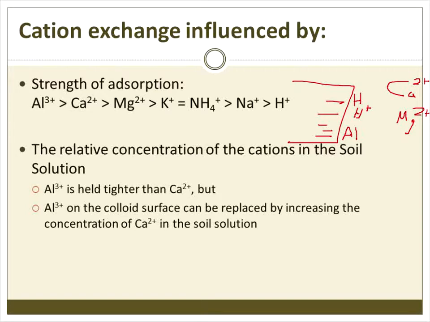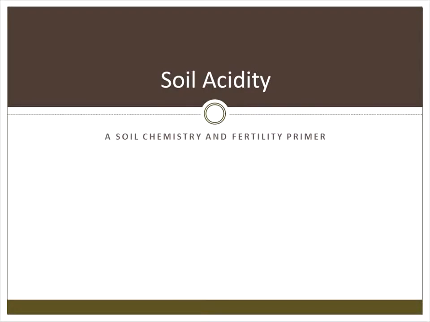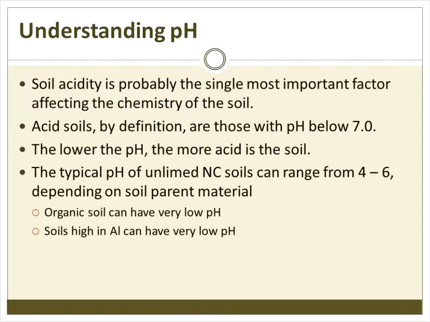Okay, so it's a combination of things going on here when we start talking about manipulating the cation exchange capacity. One is, what elements are we talking about? Calcium, hydrogen, magnesium, aluminum, or sodium. And what is the concentration of those elements? So this leads us right into this discussion about soil acidity, because soil acidity has a lot to do with calcium, magnesium, aluminum, and hydrogen.